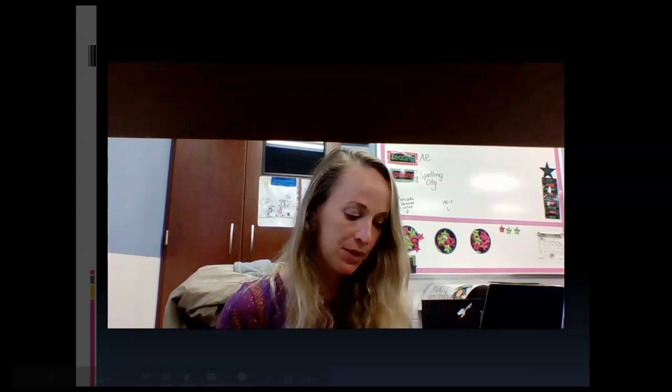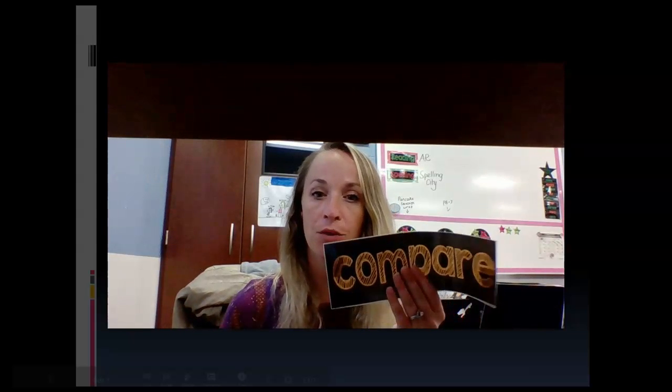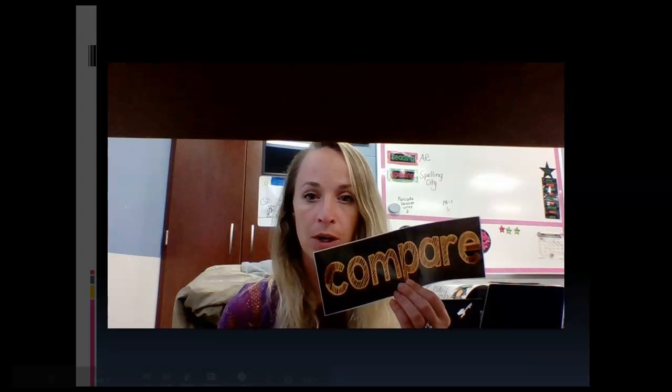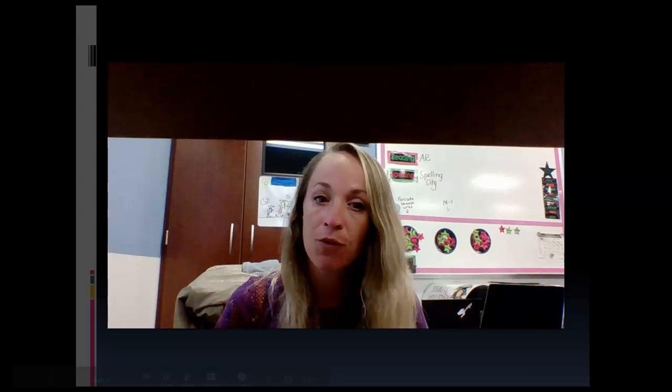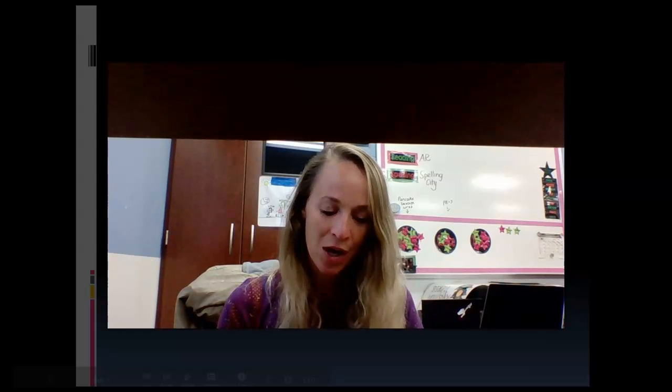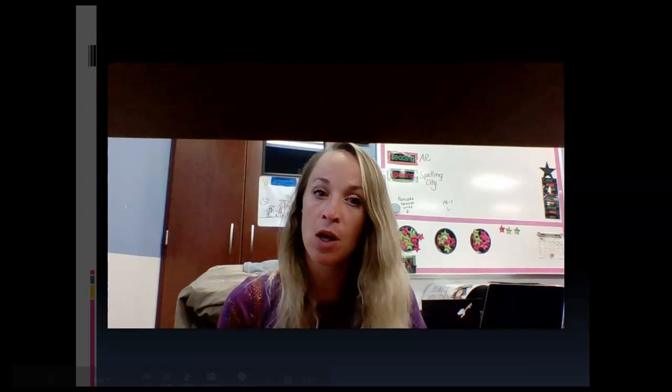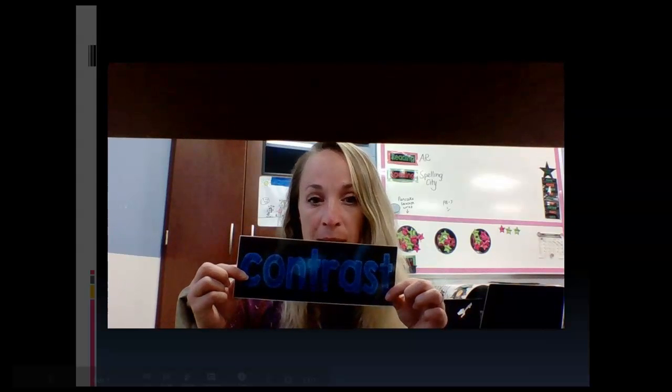Today we're going to be talking about these two words. We're going to be talking about the word compare and the word contrast. Those are our main focus this week on your test. There'll be a lot of comparing and contrasting on our test. So what exactly do they mean? What does this word contrast mean?